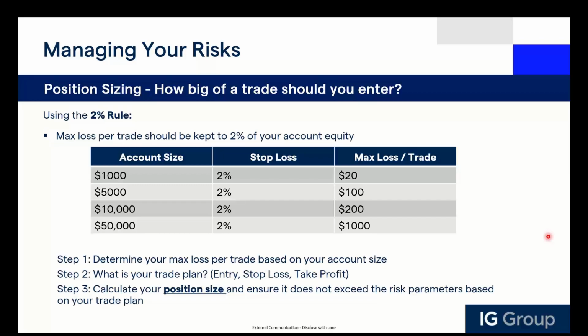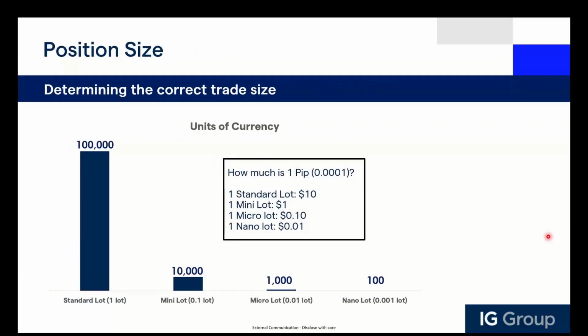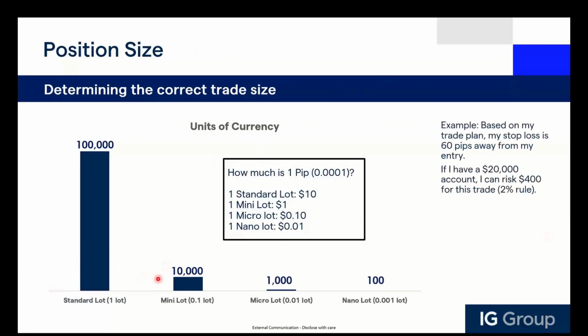To give you more context, this is what we are trying to do. If we have a trade plan, we are trying to find out: should we enter $100,000, one standard lot, for this trade? Should we enter one mini lot, or should we enter 5 mini lots? So we are trying to know how much of the base currency to purchase or to sell based on our trade plan.